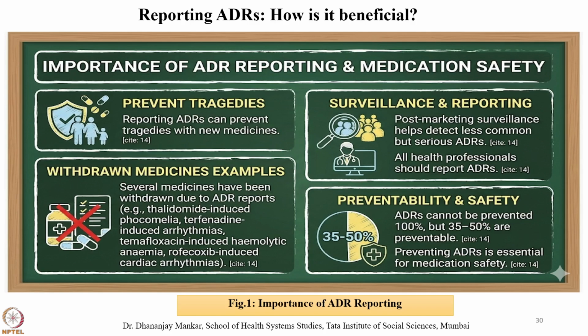What is the benefit of prevention for safety? ADRs cannot be prevented 100%, but if a prevention culture is developed, 35 to 50% can be prevented. Preventing ADRs is essential for medication safety. If ADRs are reported, or there is a culture of reporting ADRs, it can give a major benefit to medication safety.